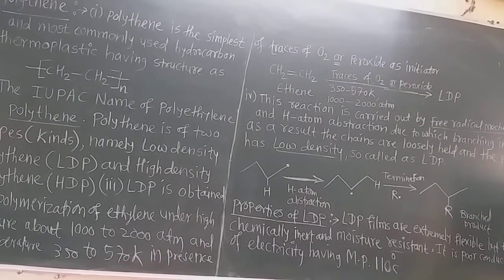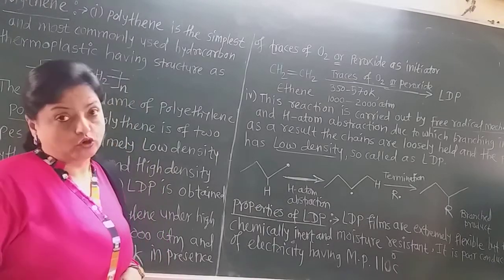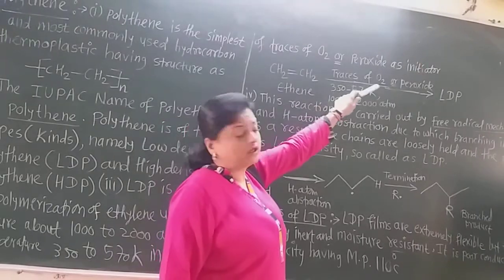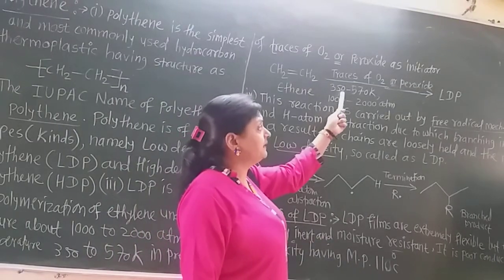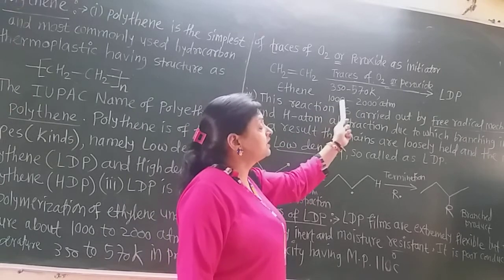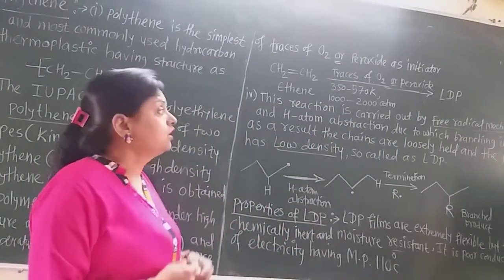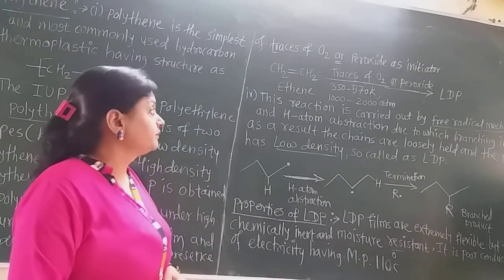Now see here on the blackboard how ethylene or ethene gets polymerized to form the low density polymer. Here traces of oxygen or traces of peroxide are required, and the temperature is about 350 to 570 Kelvin, and 1000 to 2000 atmospheric pressure, very high pressure, is required for the synthesis of this low density polymer.